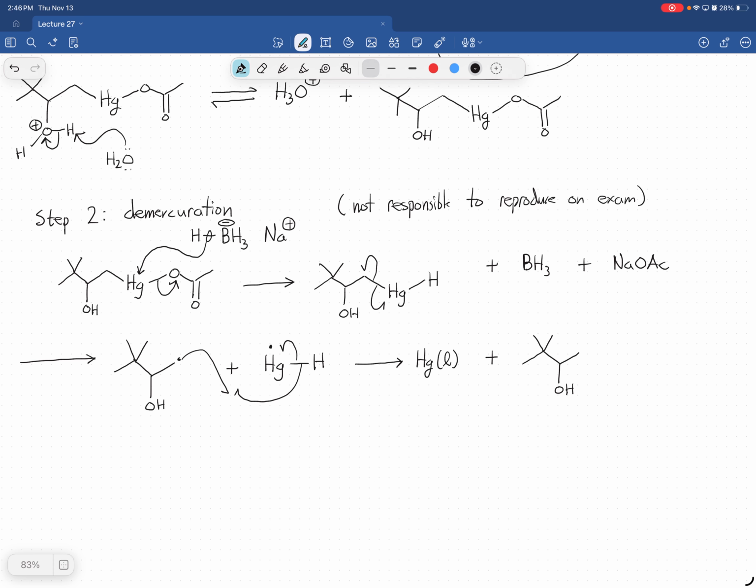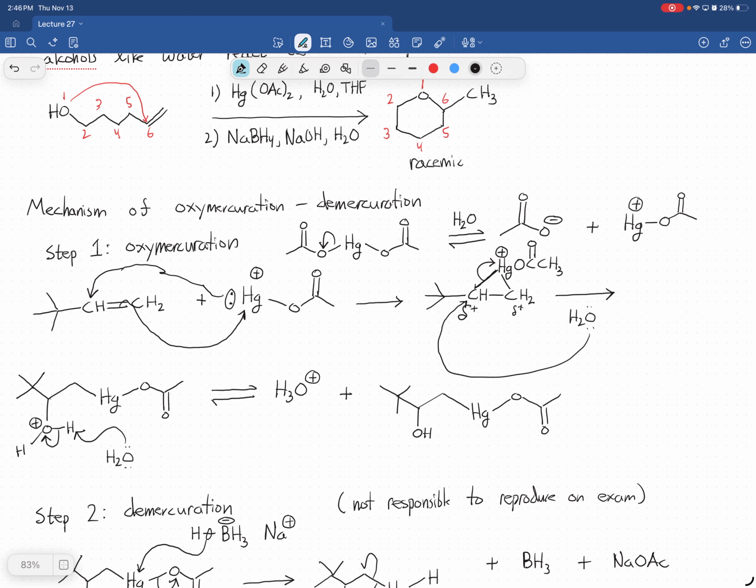So the highlights here: you get the expected Markovnikov product. The OH is on the more substituted carbon atom of the alkene, and you don't have any rearrangements, and you don't have any issues with the selectivity. Okay. And usually here, well, it's anti-addition, really, because you look at the intermediate here, you're attacking from the opposite side.